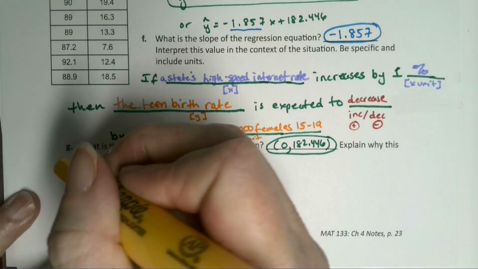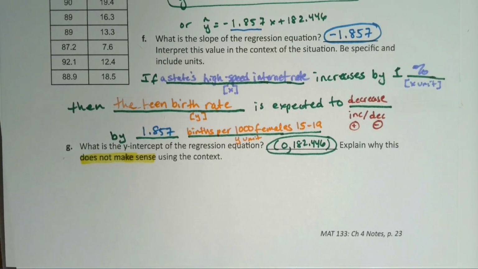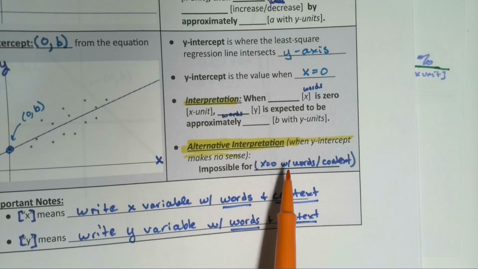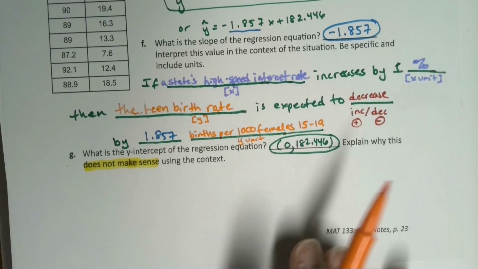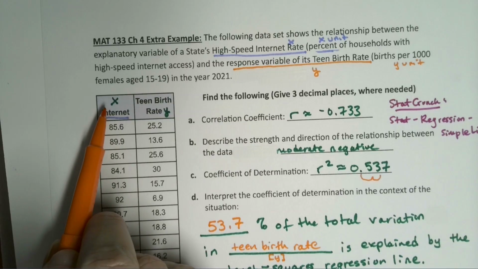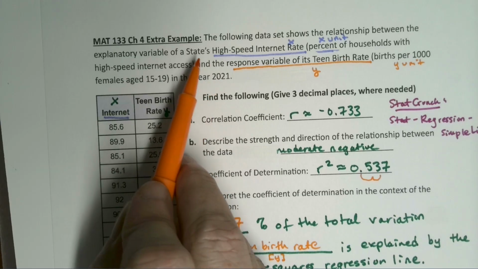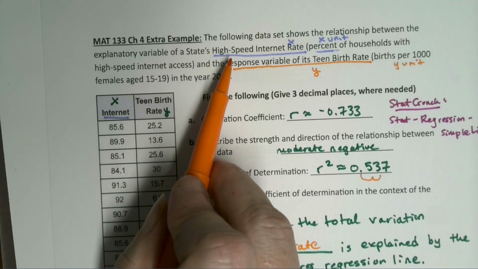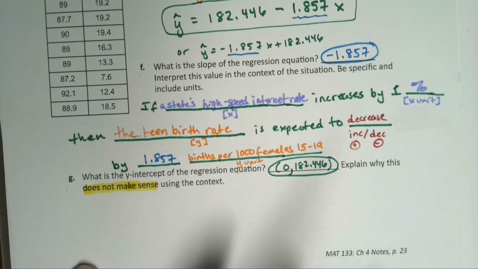So that's why we have to explain. So when we look for why it doesn't make sense, the most likely culprit is the 0, right? It's impossible for the x to be 0. So we have to explain what that would mean with words and context. So x was the internet rate for a state in the US, right? In 2021. So there is no state in the US in 2021 that has a high-speed internet rate of 0. That's not a thing. So that's what we have to explain down here.